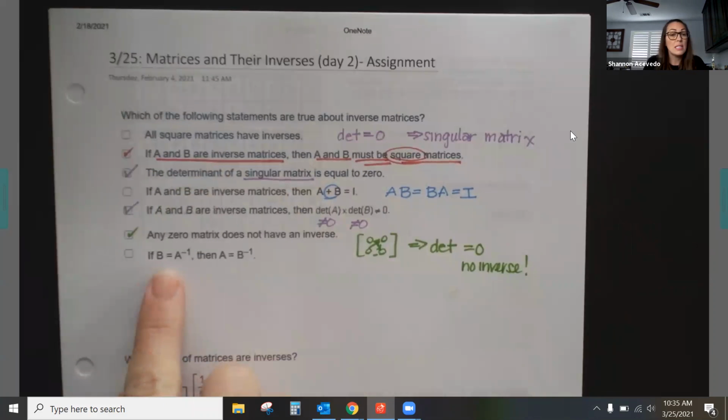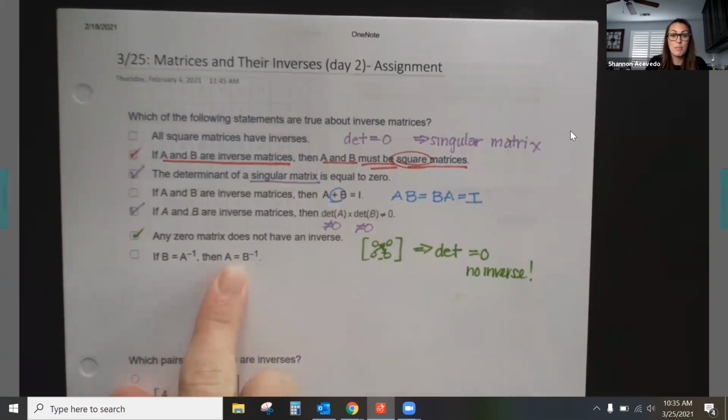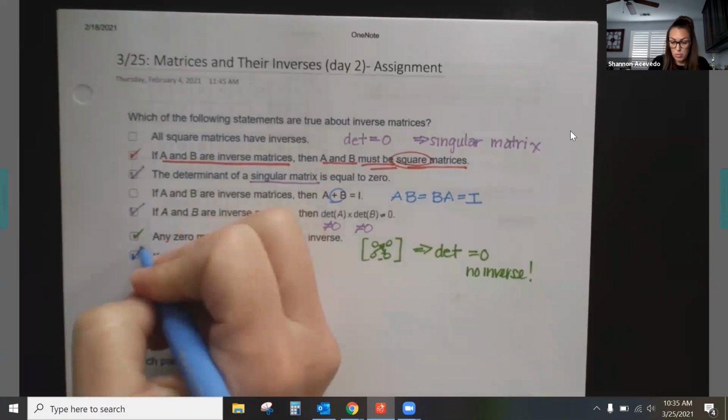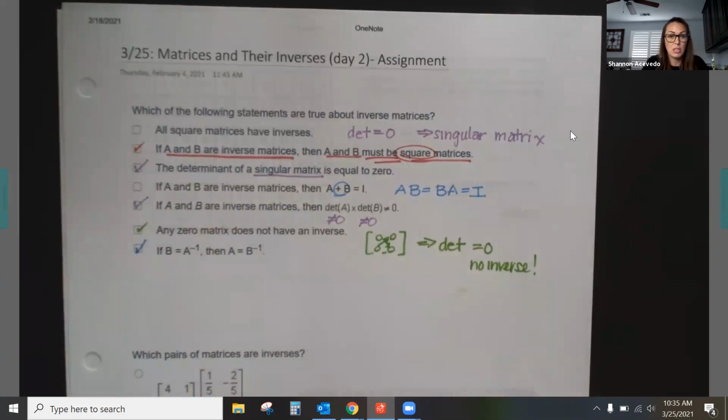If B is equal to A inverse, then A has to be equal to B inverse, and that is absolutely true. That has to be true. The inverses of them would be equal to each other.